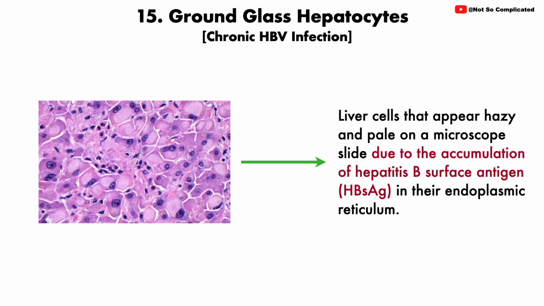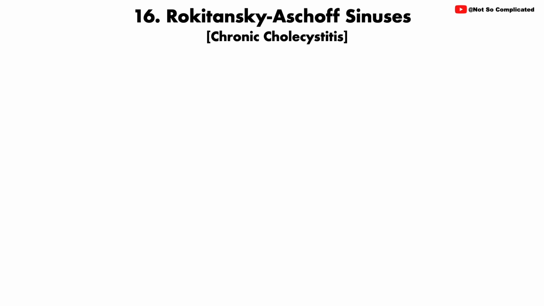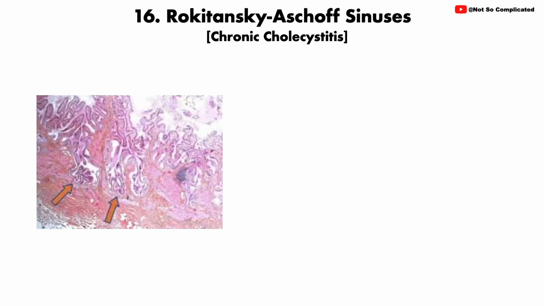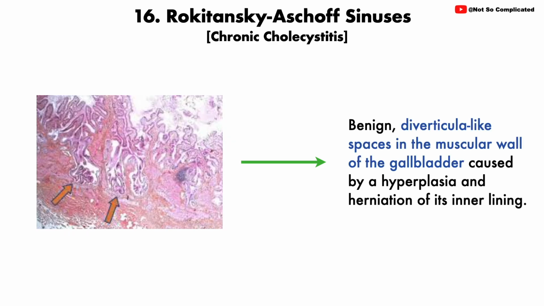So the 16th one we have is Rokitansky-Aschoff sinuses, very famous sinus, and this is seen in chronic cholecystitis, and they look like that. It is a diverticula-like space, all right? So benign diverticula-like spaces in the muscular wall of the gallbladder caused by hyperplasia and herniation of its inner lining. We all know what a herniation is, all right? So that is how Rokitansky-Aschoff sinuses look.